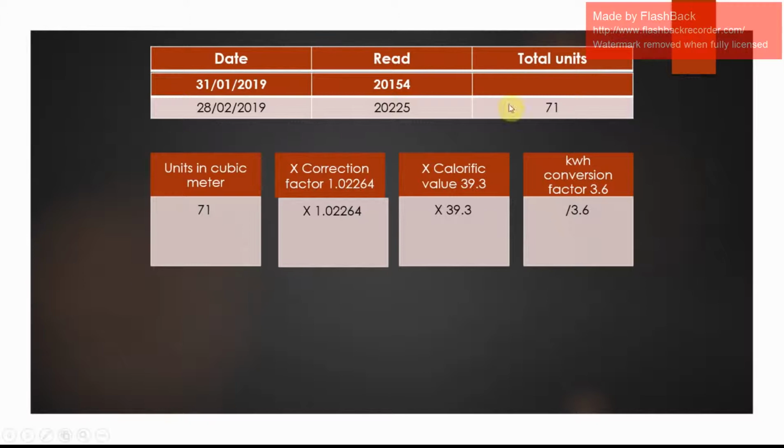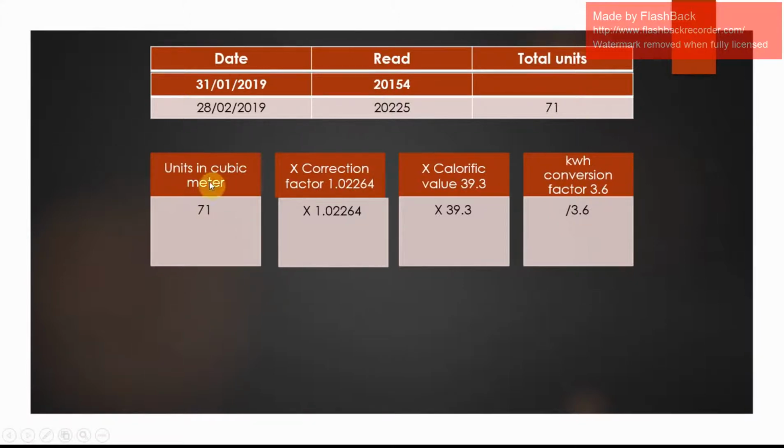And then, because you are not billed on that unit, you are billed on kilowatt units. So this gets converted into kilowatt units, and I'm going to show you how, because gas is measured in cubic meter feet, not in kilowatt per hour. Let's have a look at how it gets converted.